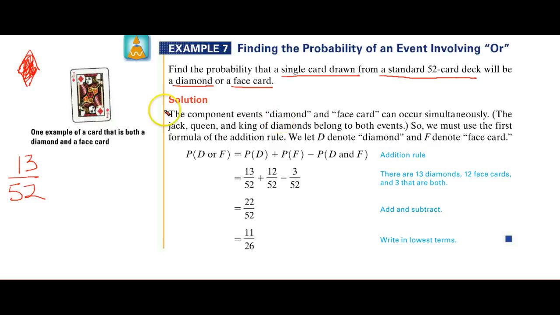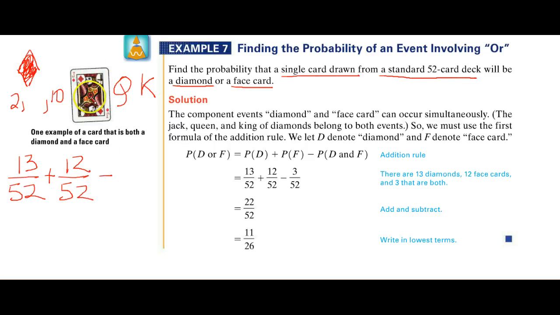Now, face cards. What's a face card? Well, it's a jack, a queen, or a king. These are called the face cards. The others are numbers, starting with 2 and then all the way up to 10. There's an ace in there too, but the face cards are the jack, queen, and king. So how many face cards? Well, there are 4 suits, 3 face cards, so this is going to be 12 out of 52.